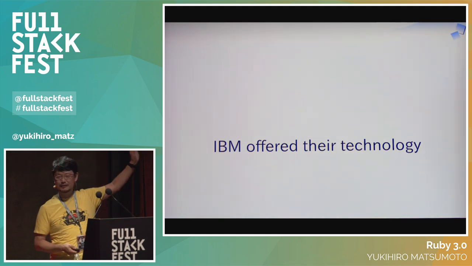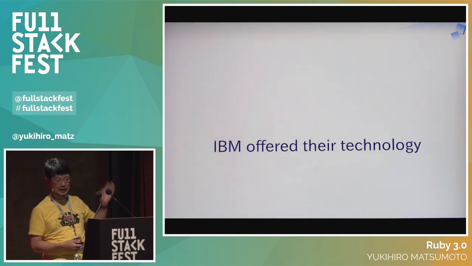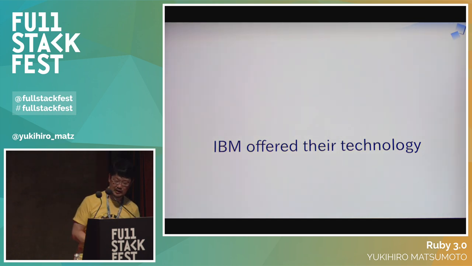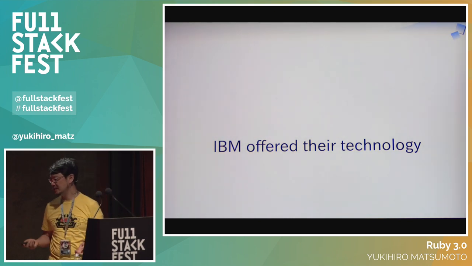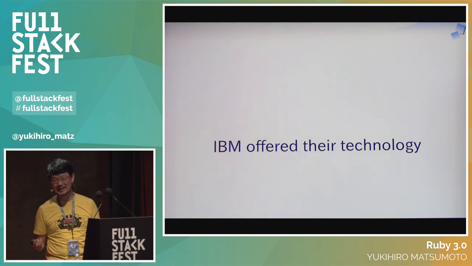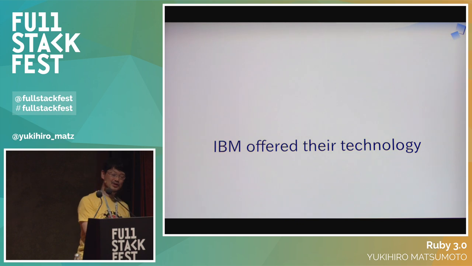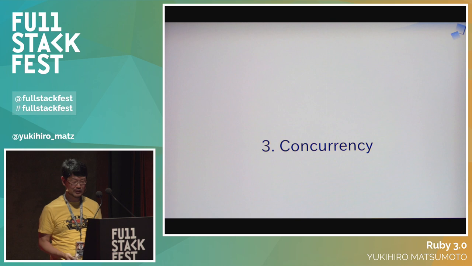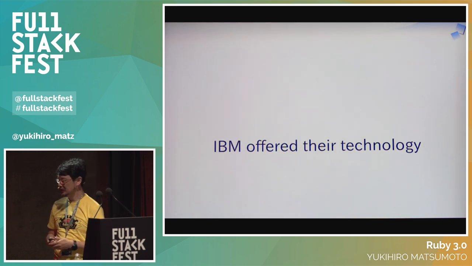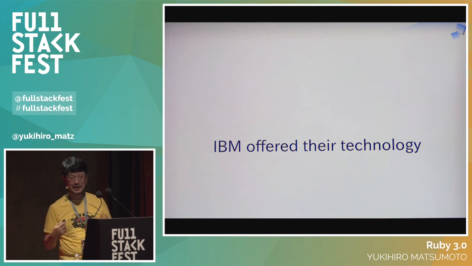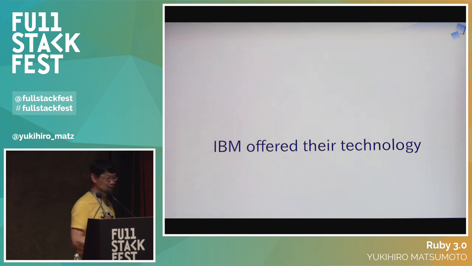Actually, a few weeks ago, IBM offered their JIT technology for Ruby. But I haven't talked with them yet, so I don't know yet what their intention is or what technology they are going to offer. But we very much welcome their offer. I wish we could do something better to make Ruby faster for Ruby 3.0 or earlier.